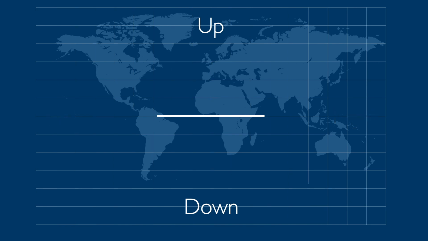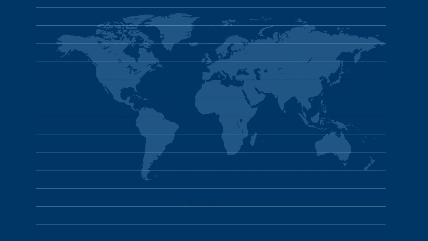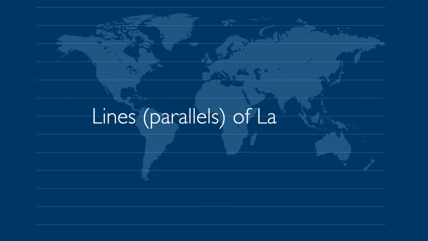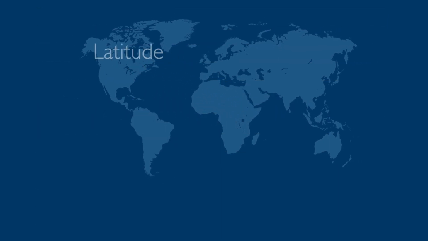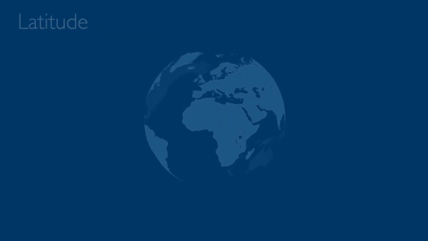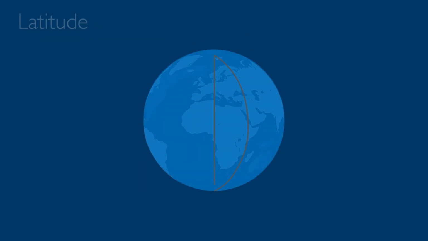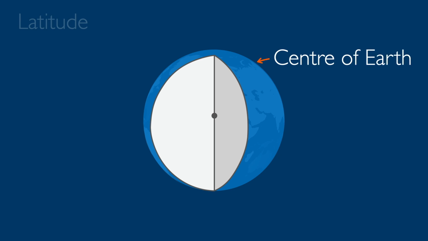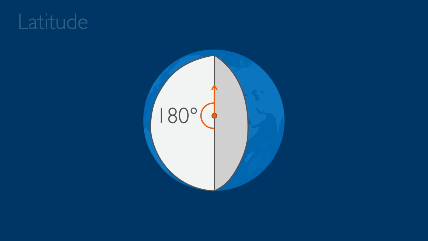We'll start by looking at the horizontal lines across the chart. We use these to establish how far up or down the globe we are. These are lines, or parallels, of latitude. We need to go to Earth's centre to understand how they're created. Once there, we can see we have to rotate 180 degrees to change from pointing down to up.